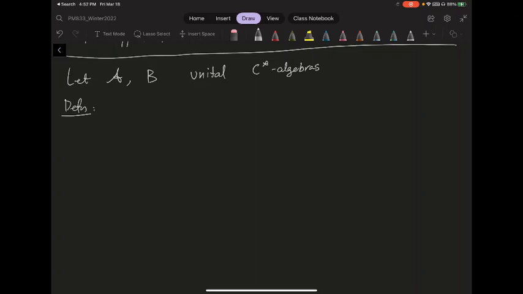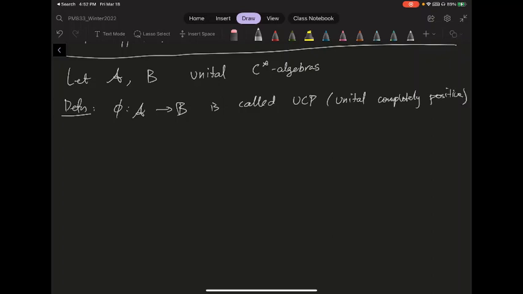Let's first make the definition of the multiplicative domain, which is related to something called a UCP map. So a map, let's say phi from A to B, is called a UCP map. U means unital, and CP means completely positive.